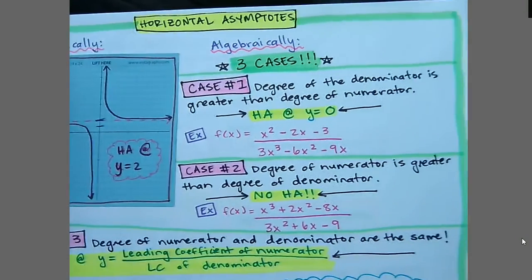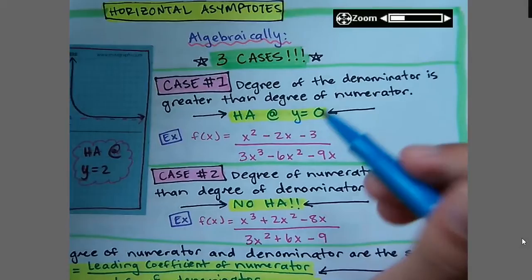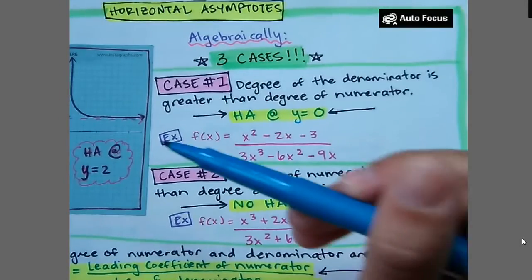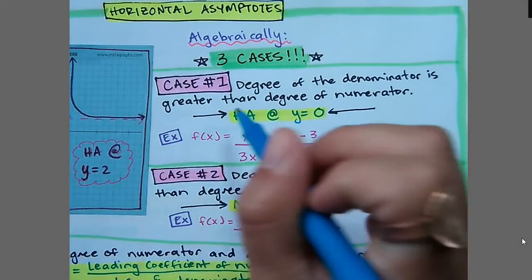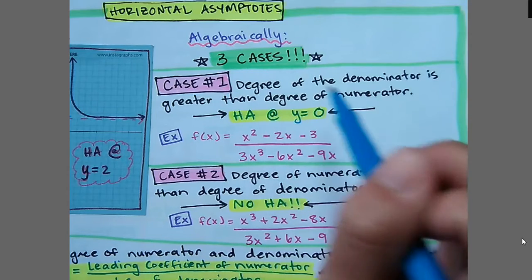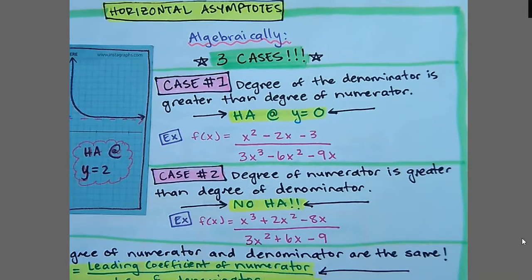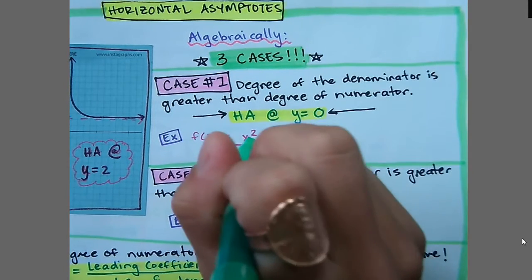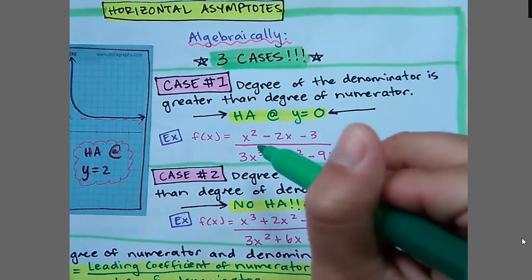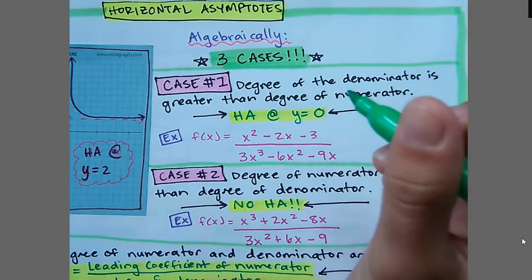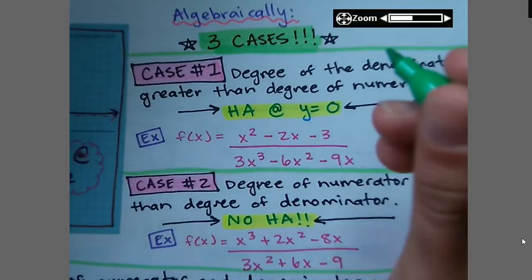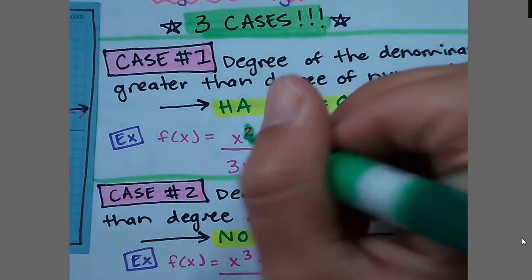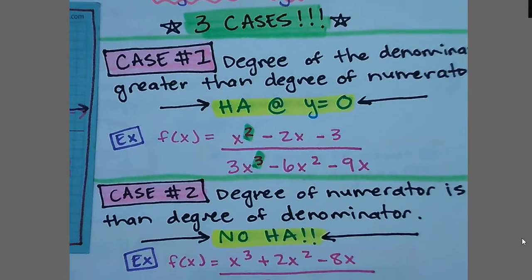Algebraically, there are 3 cases, and I actually think it's easier to figure out the horizontal asymptote algebraically versus graphically. So the first case is that the degree of the denominator is greater than the degree of the numerator. First we need to look at what a degree is. A degree is the highest exponent in a polynomial. So here on the numerator, the highest exponent is x squared, so 2 is the degree of the numerator, and this 3 down here is the degree of the denominator.